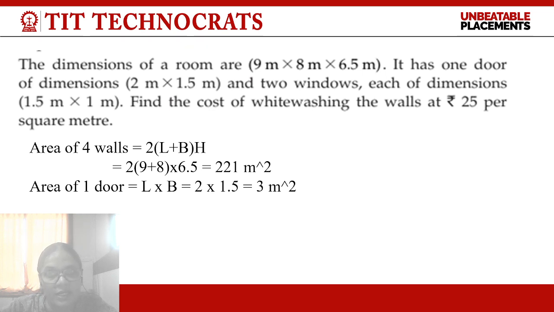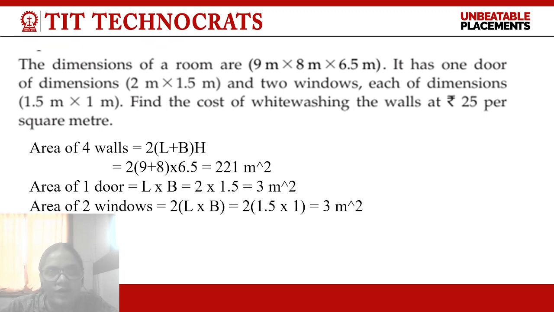After that, we'll calculate the area of the window. The window is a two-dimensional figure and it is in the shape of a rectangle. So area of window is length into width. And here we are having two windows. That's why I have multiplied by two.